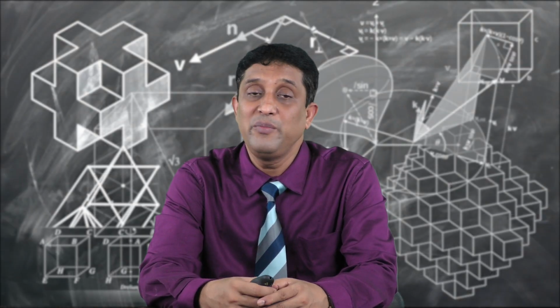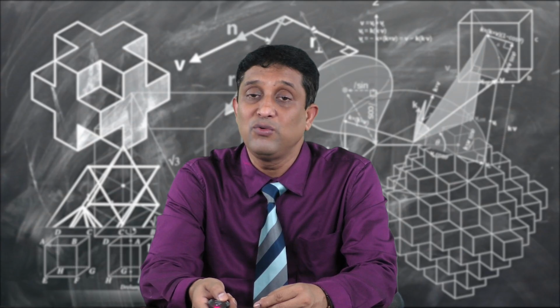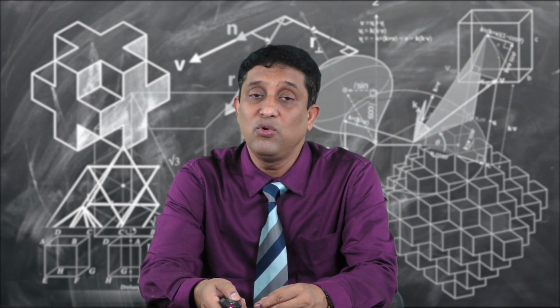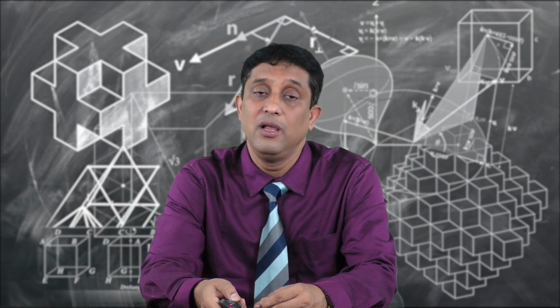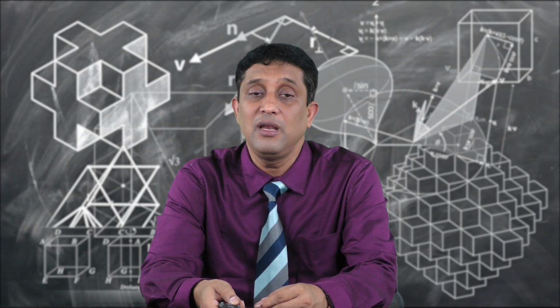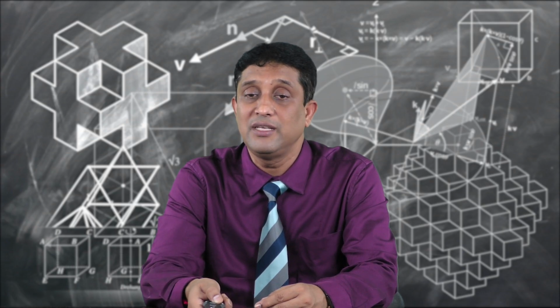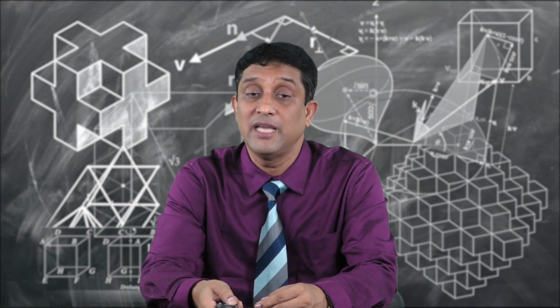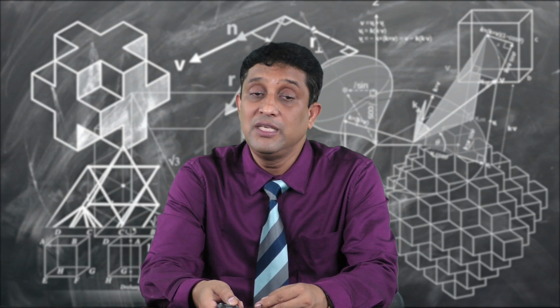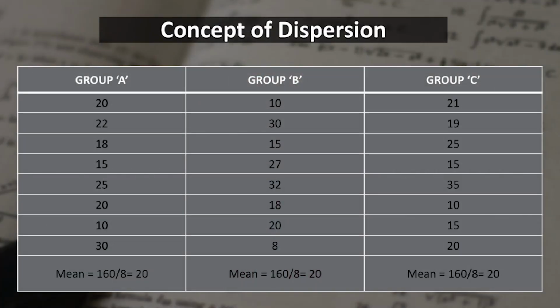So here what I mean to say is, in 3 different groups you will find that the scores are different, the highest score, the lowest score, and different scores, you will find that they are not equal. But if I add the total score, we are getting the same value, that is 160, and the total number of students in each group is 8. So that's why we are getting a similar mean score, that is 20 in group A, 20 in group B and 20 in group C.